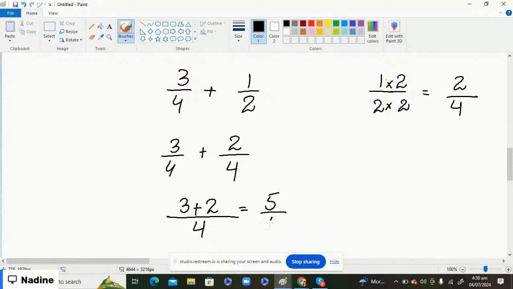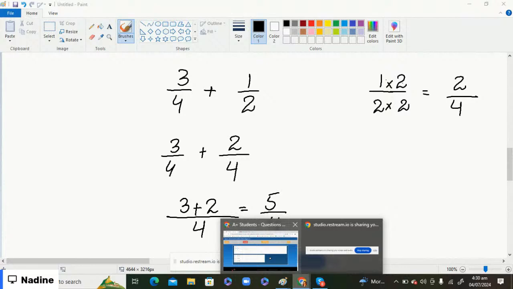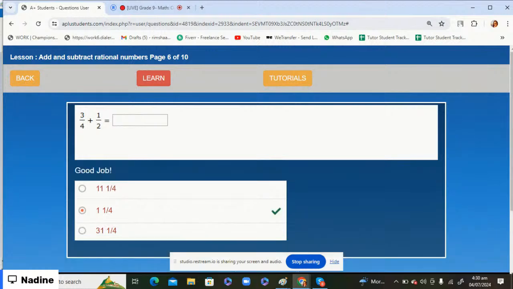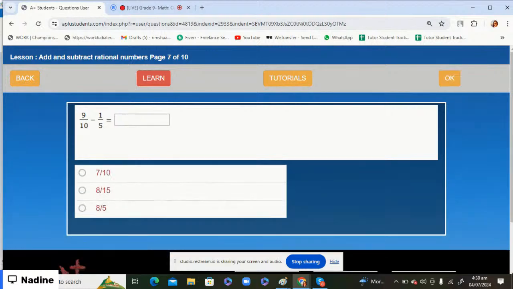What's the answer? It's 5 by 4. Okay, and if you divide 5 by 4, we already solved this one, the answer is 1 into 1 by 4. Okay, hope you guys understand this lesson as well. Okay, solve the rest of the questions by yourself now.